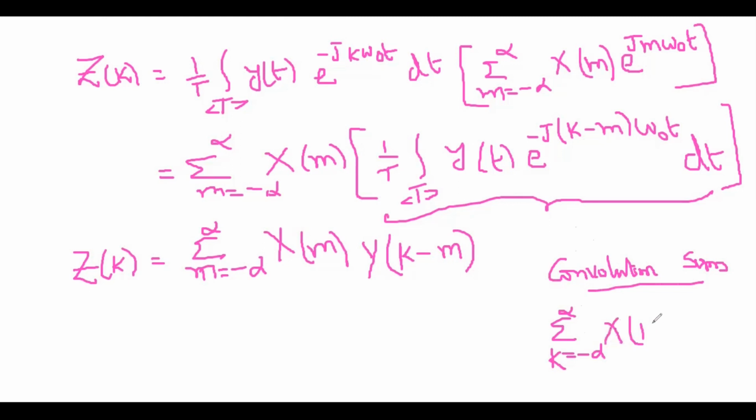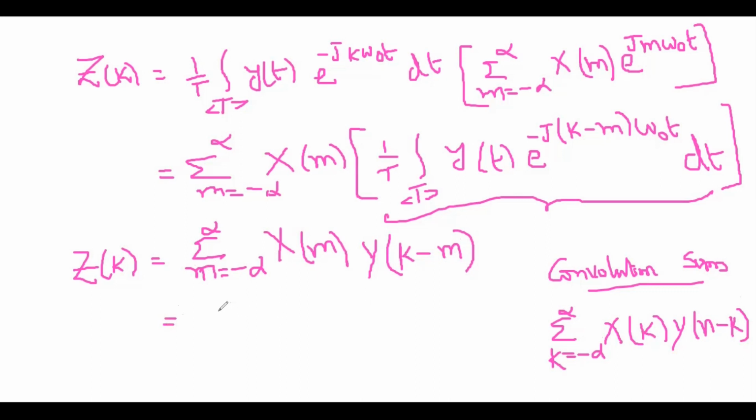X of k, y of n minus k. After these two equations, instead of k here, it is m: X of k, y of n minus k, and here the m. Instead of k, n, here the k value. Both are the same. So what is the relation here for these two equations?